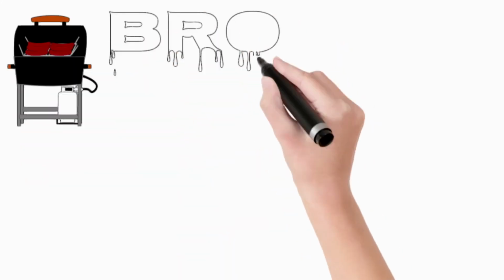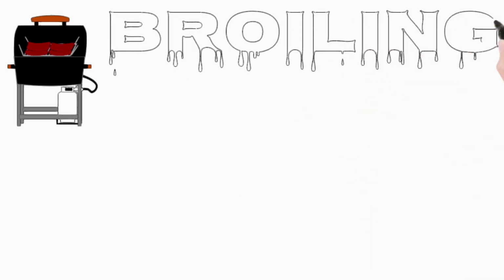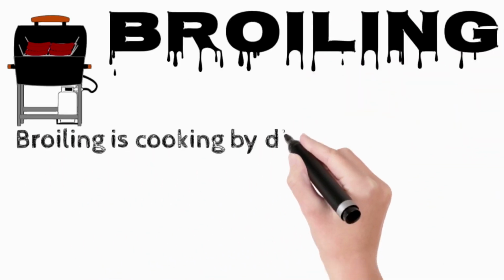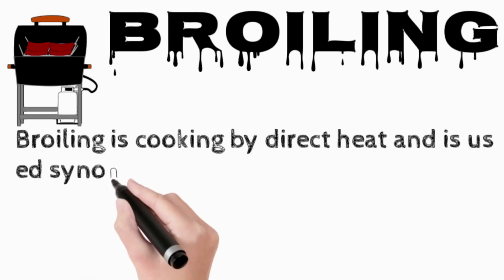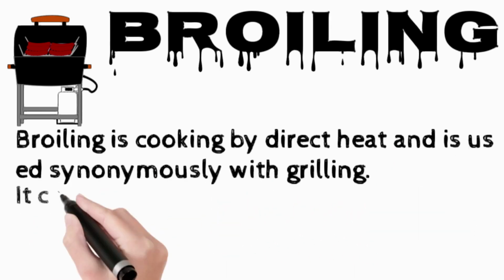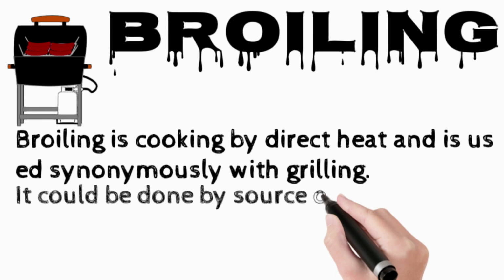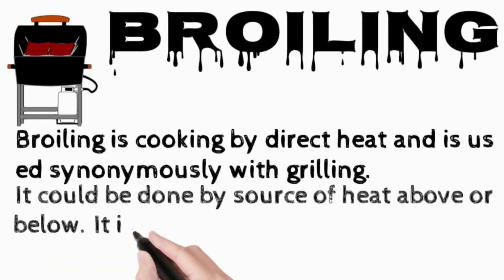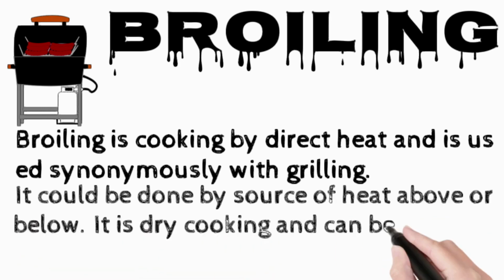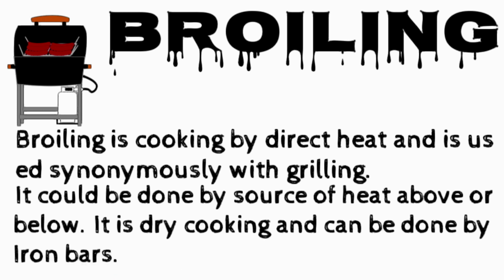Broiling. Broiling is cooking by direct heat and is used synonymously with grilling. It could be done with the source of heat above or below. It is dry cooking and can be done on iron bars or pan broiled, where the food is uncovered. The pan or grill is oiled slightly to prevent sticking, and excess fat is removed.